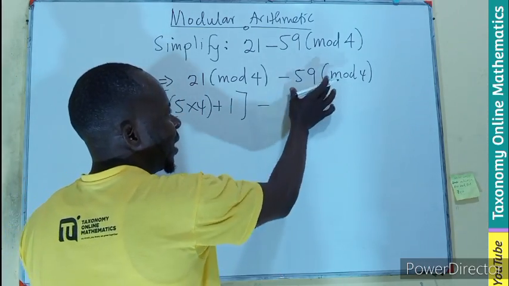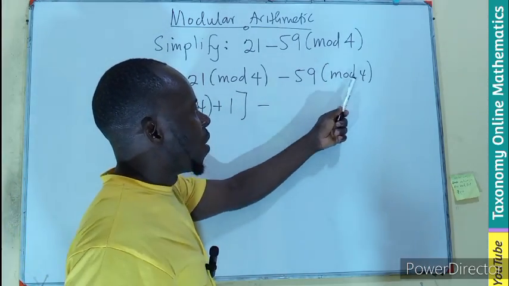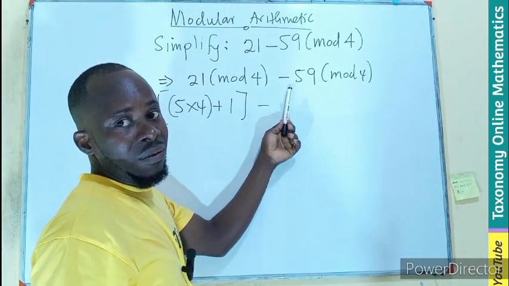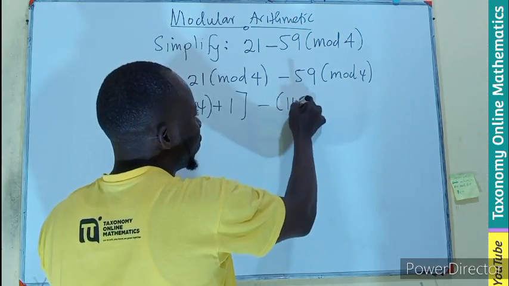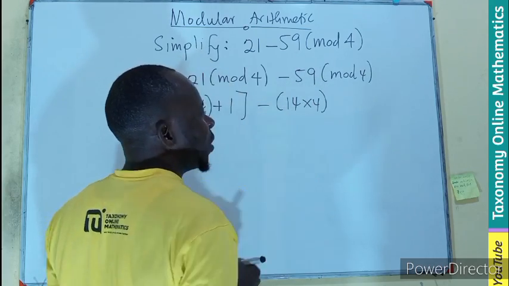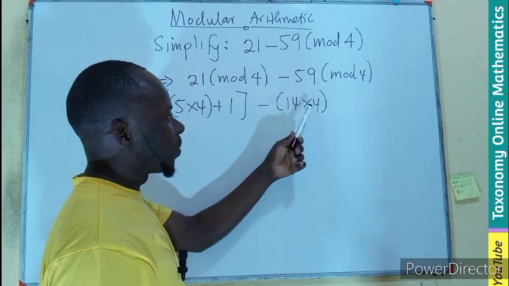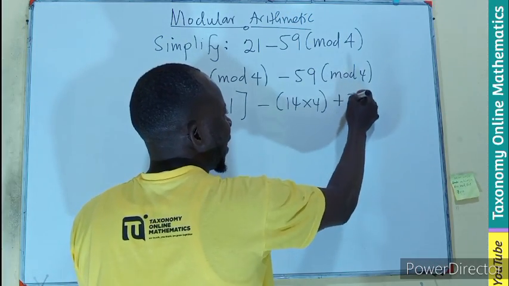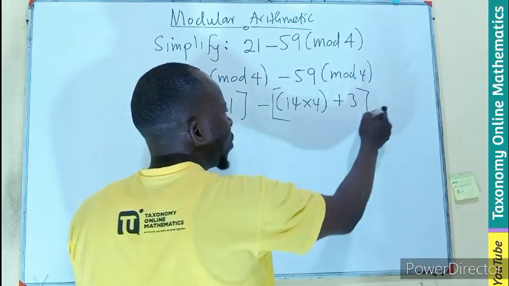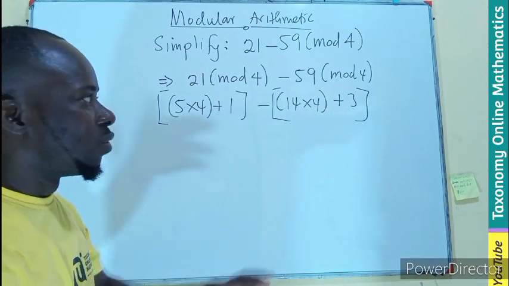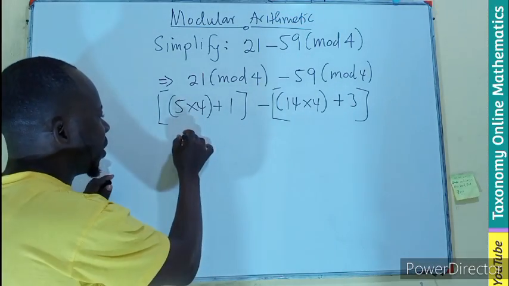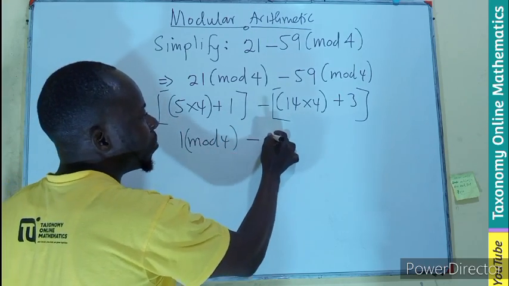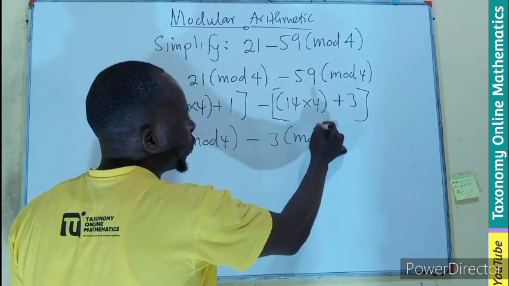Minus. Then, in the case of this, 4 will be going into 59, 14 times. So let's see, 14 times 4 will be 56, right? So 56 plus 3 also gives rise to our 59. So in this case, the answer will be 1 mode 4, minus 3 mode 4.